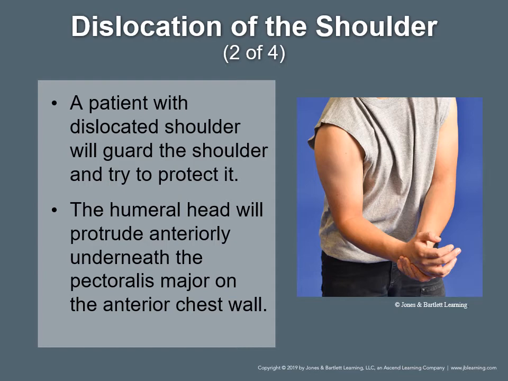Shoulder dislocations are extremely painful. The patient will guard the shoulder and try to protect it by holding the dislocated arm in a fixed position away from the chest wall. The shoulder joint will usually be locked and the shoulder will appear squared off or flattened. The humeral head will protrude anteriorly underneath the pectoralis major and the anterior chest wall. The axillary nerve may be compressed. Document this finding. Some patients may report numbness in the hand because of compromise of the nerves or circulation.